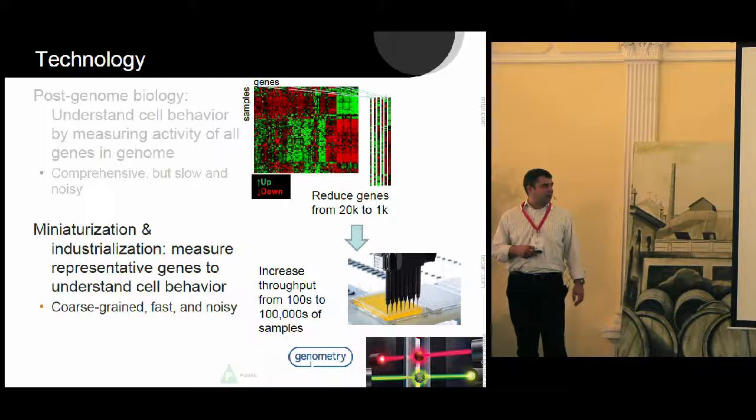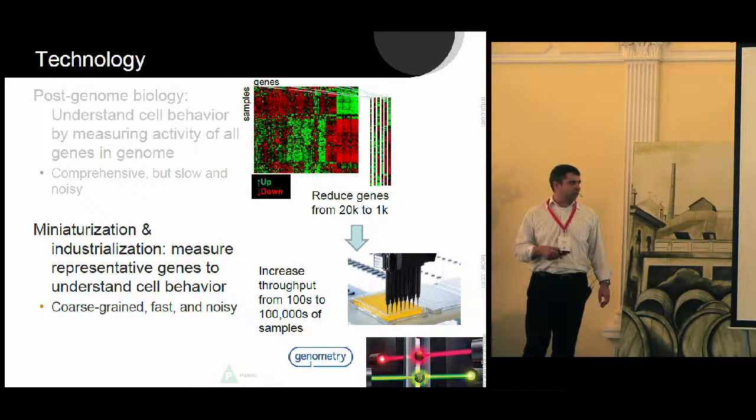And we can use robotics to move samples back and forth, and we can increase our throughput by at least 100-fold. And so this is technology developed at the Broad Institute of Harvard and MIT, and that's being commercialized by a company called Geometry that we're working with.